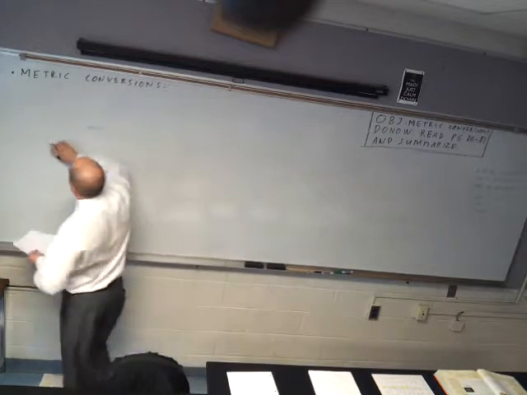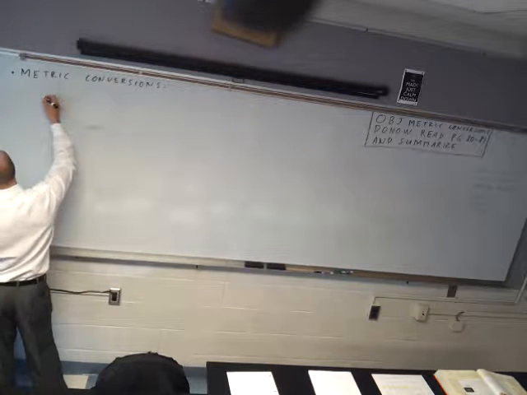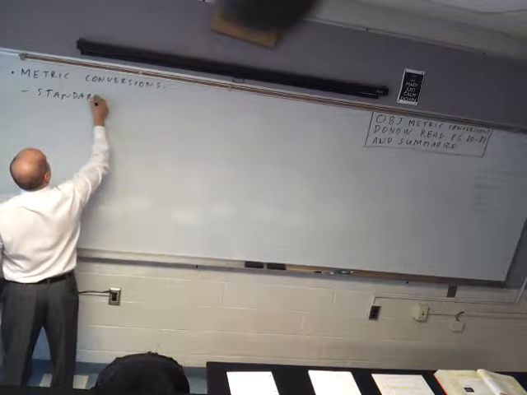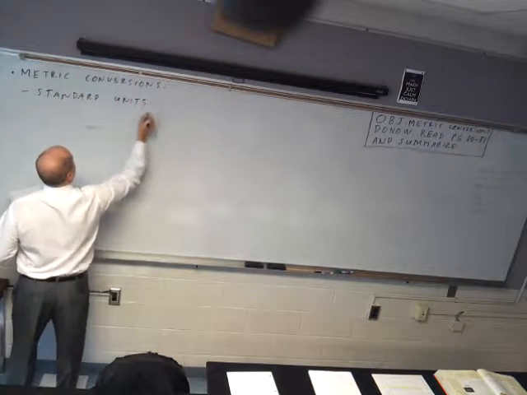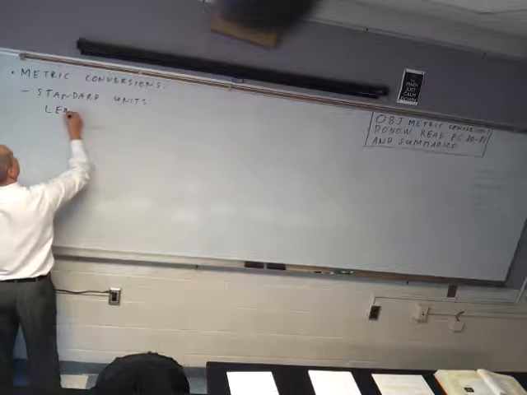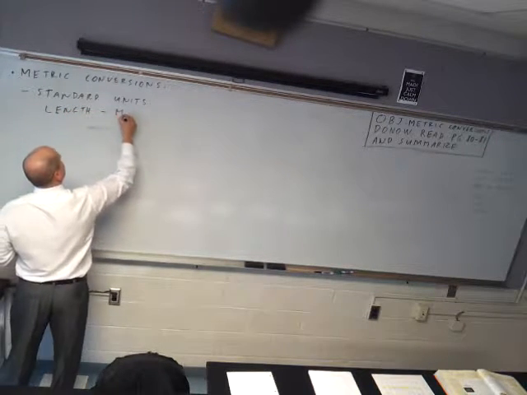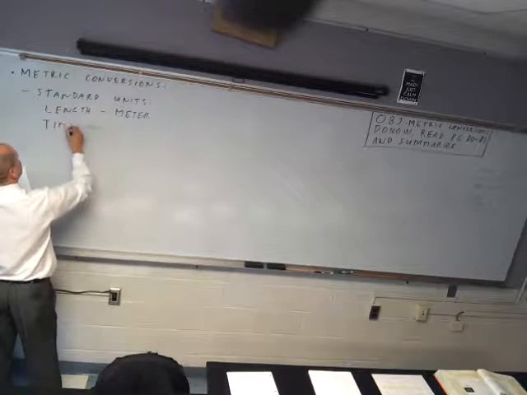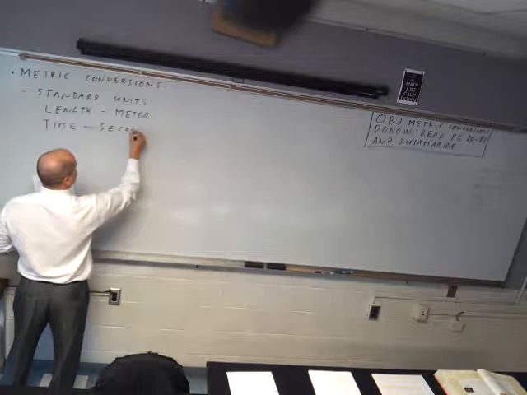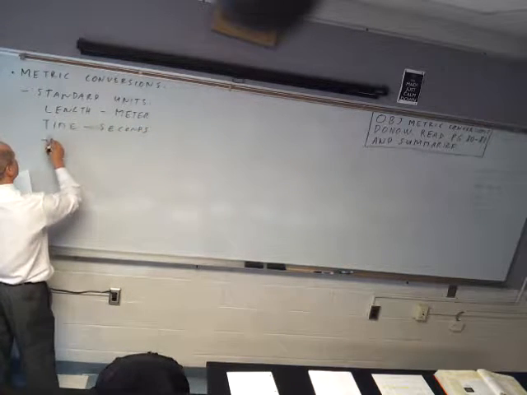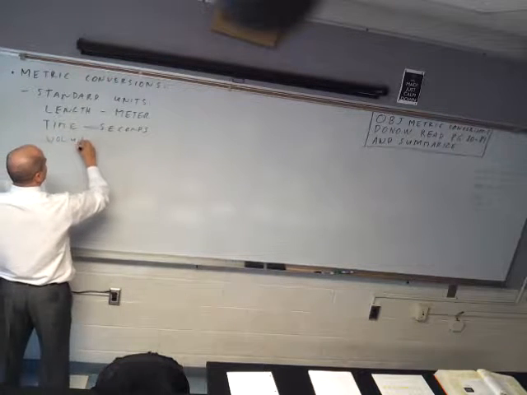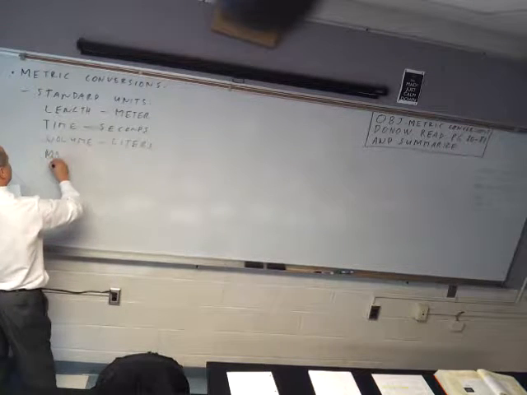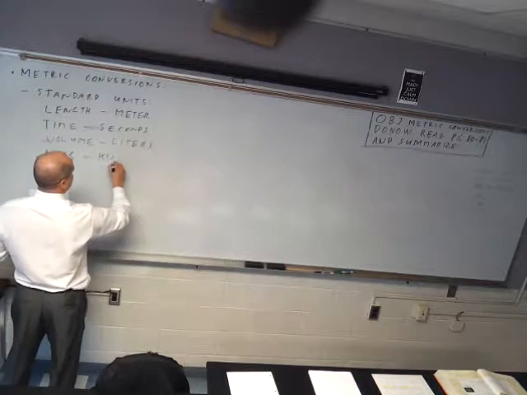All right, before I get to how to do conversions, a few things I've got to give you. So first off, standard units. I just want you to write this down, and then I'll get back to it later. 4 of them. Length: standard unit is the meter. Time: standard unit is seconds. Volume: it's liters. And mass is kilograms.